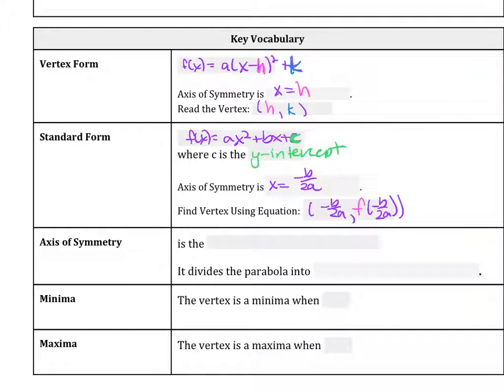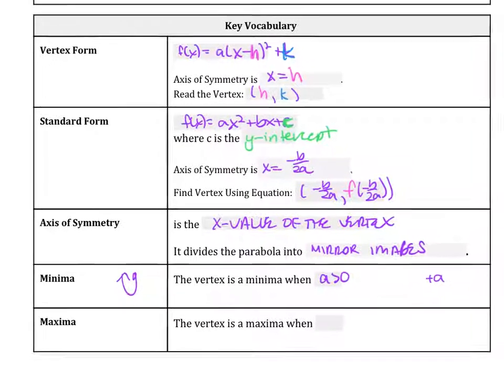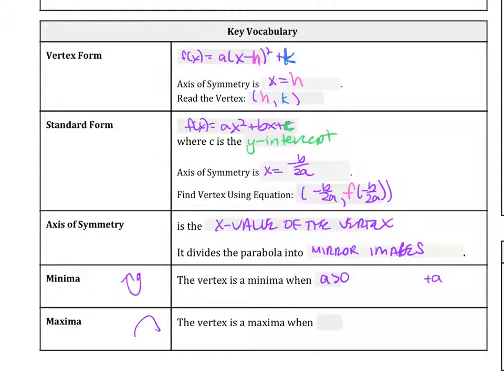Remember that the axis of symmetry is the x value of the vertex. It also divides the parabola into mirror images. The vertex is a minimum, the lowest point, when a is greater than 0, or when it's positive in the front. Then we know that it's a maximum when it opens the other direction, when a is less than 0, or when there's a negative a in front.